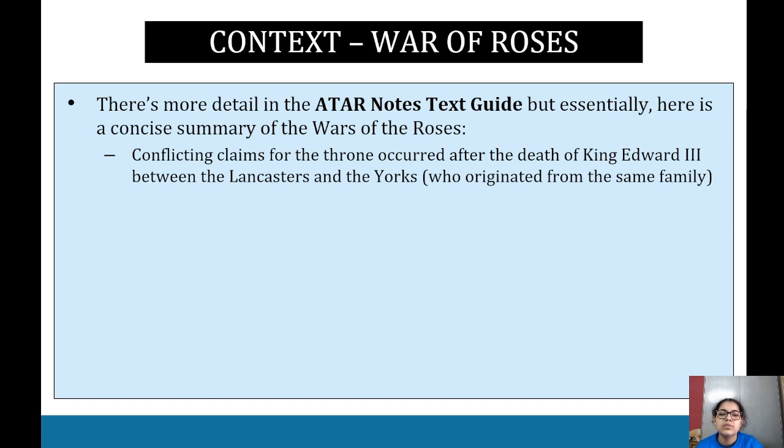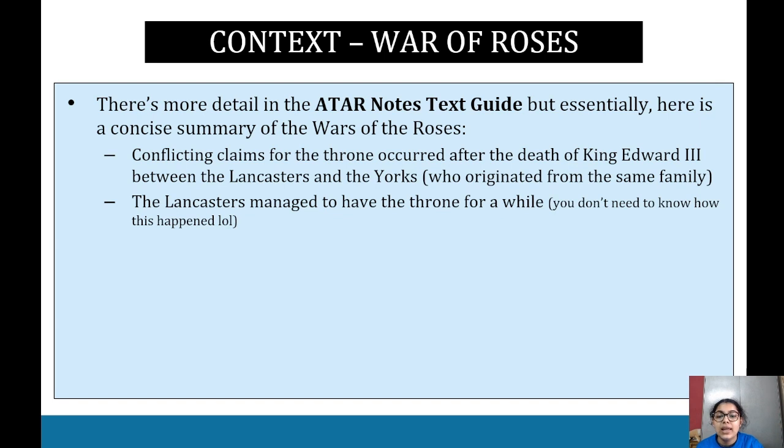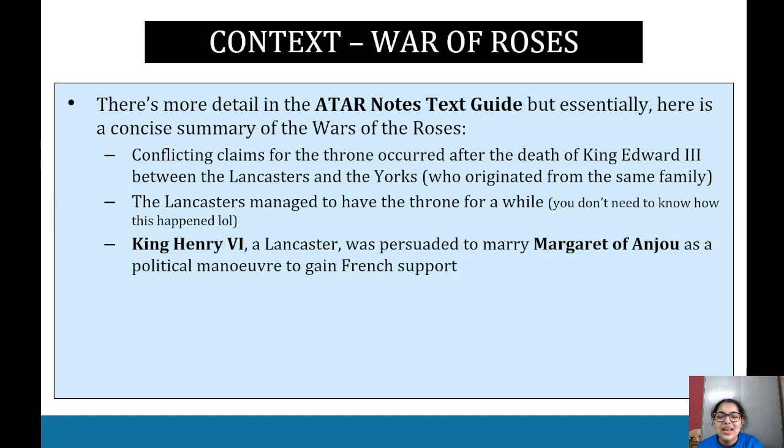So, conflicting claims for the throne occurred after the death of King Edward III, and the Lancasters and the Yorks, who originated from the same family. The Lancasters managed to have the throne for a while. You don't need to know how this happened. Again, long story. Don't worry about it. Sorry about that.